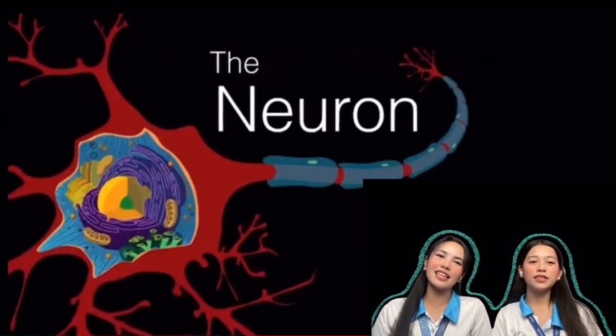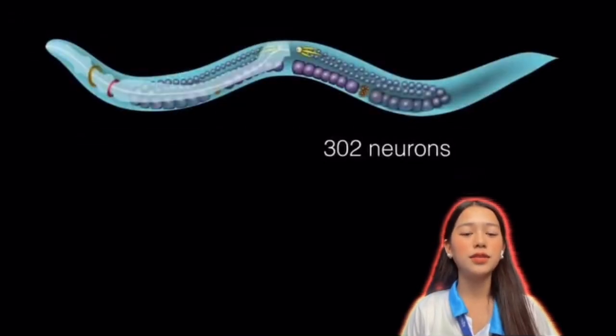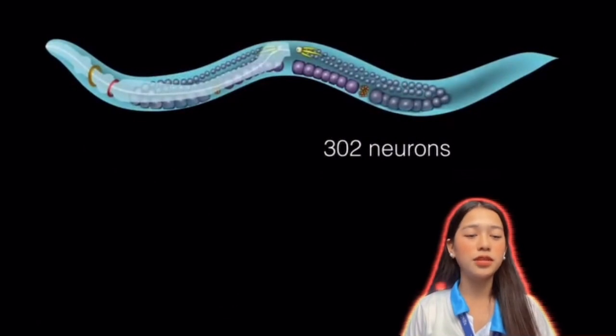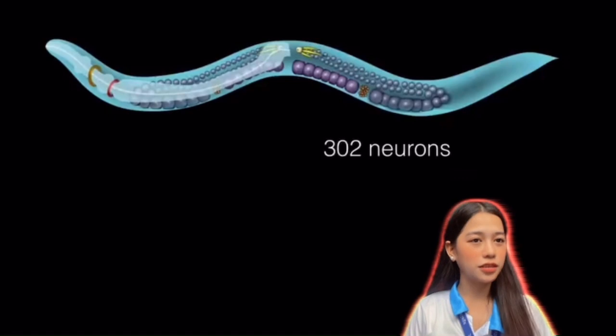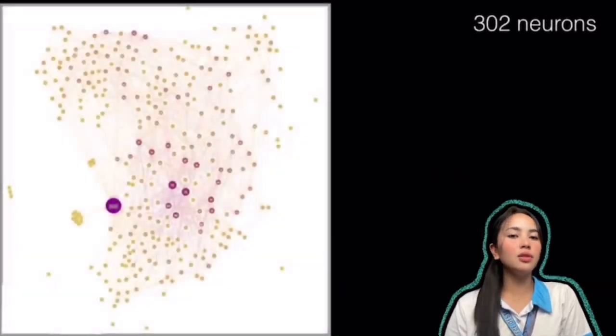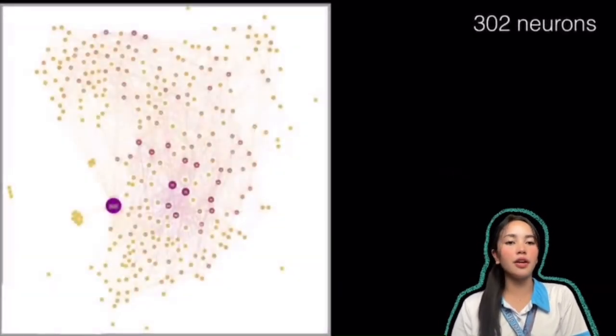In this video we're going to go over the basics of the neuron. The neuron is the basic unit in the nervous system. Simple animals like a nematode worm only have 302 neurons, but what they allow them to do is to take information from their surroundings and respond to that information. If you look at how those 302 neurons are connected, it's very complex.